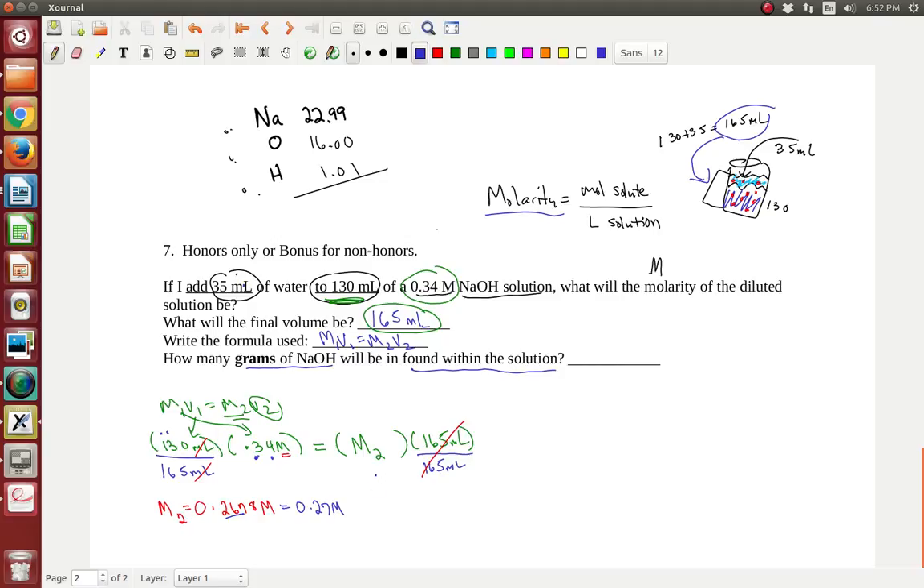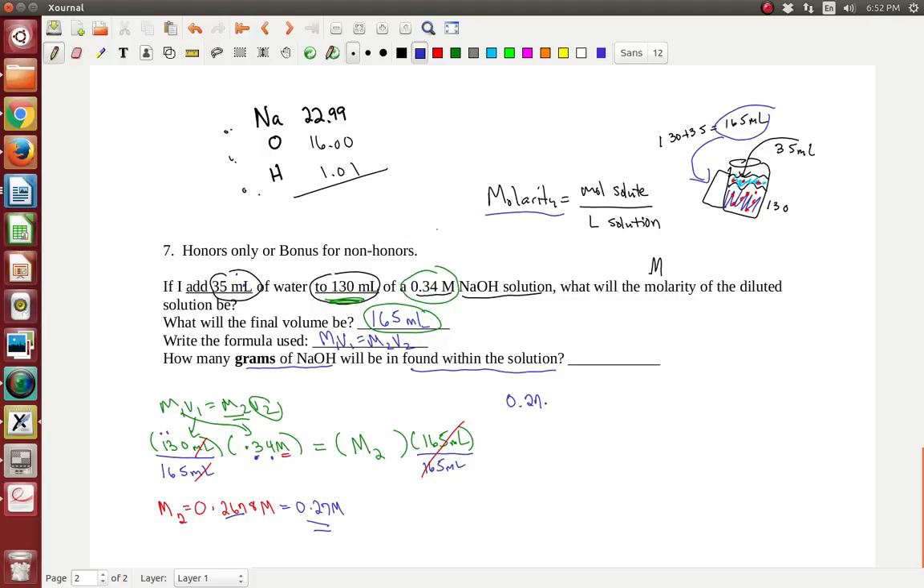Okay, that's not the final answer though. Now that I know what the molarity of the solution is, I have to figure out how many grams that is. But in order to figure out how many grams that is, I also have to figure out how many moles. So we set up a proportion now, okay?